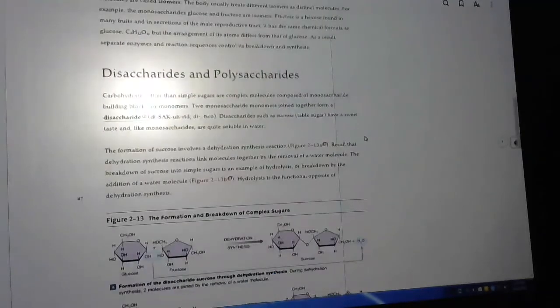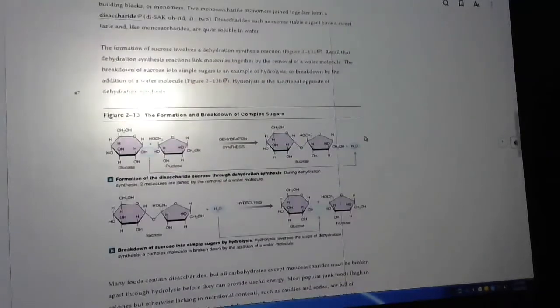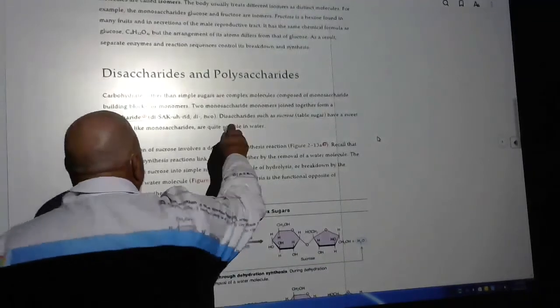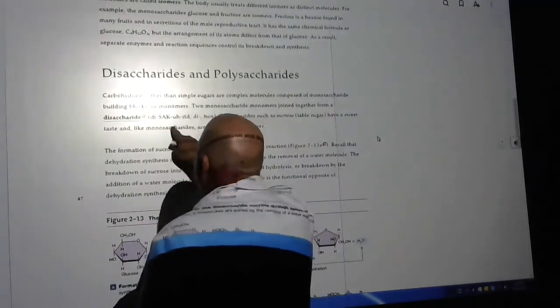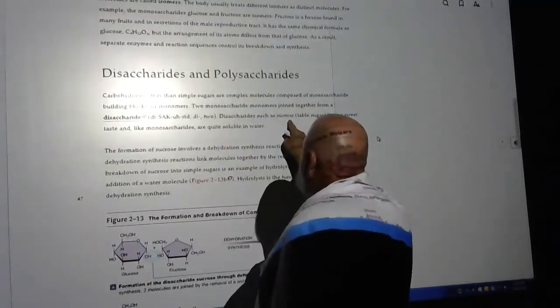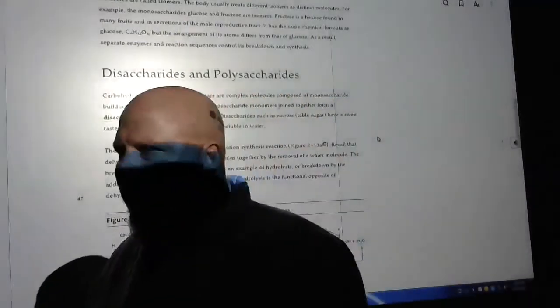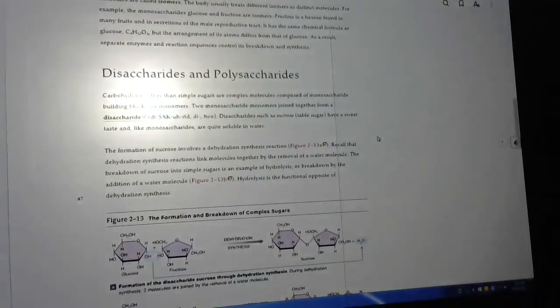Okay, so disaccharides and polysaccharides. A disaccharide is sucrose. That's our table sugar. So two monosaccharides joined together form a disaccharide. If you eat table sugar, you're converting that into energy, right? And if you don't use that energy, it gets stored as fat, or adipose tissue.